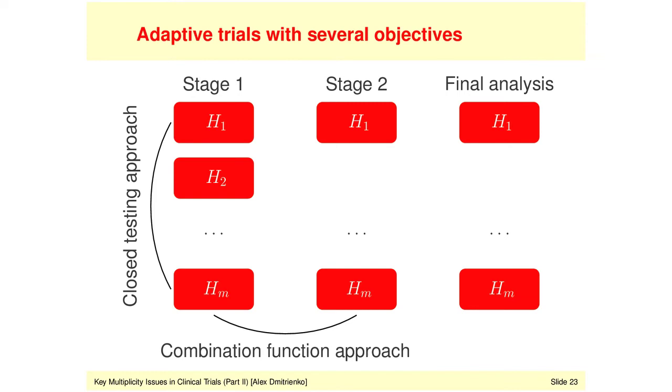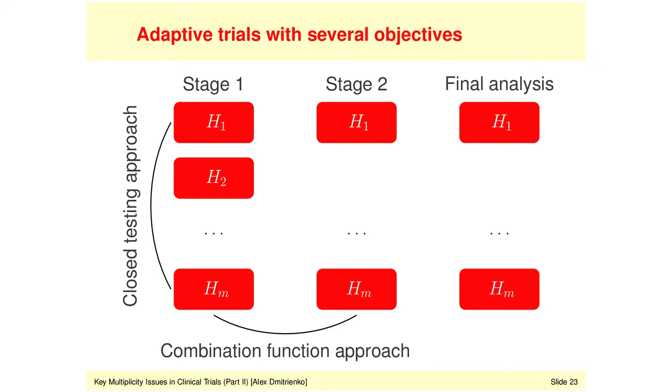To be able to protect the overall type 1 error rate, as I have said before, we are interested in applying simultaneously the closed testing approach and the combination function approach. The closed testing approach, as indicated on this slide, is applied across the hypothesis tested in the trial, and the combination function approach is applied across the stages of the trial. And the beauty of this approach is that it supports any data-driven adaptations.